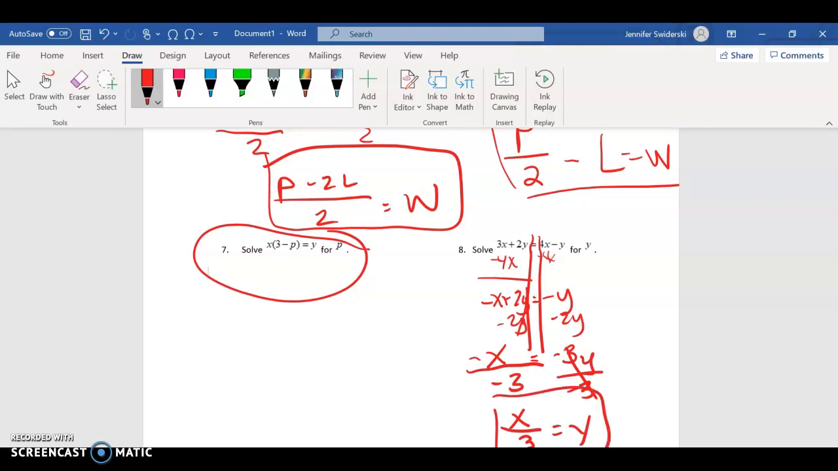is equal to y. Now, some of you may have done it the opposite way. You may have subtracted 3x on both sides and added y. You should still get to the same answer, because that's two-step equations, okay?